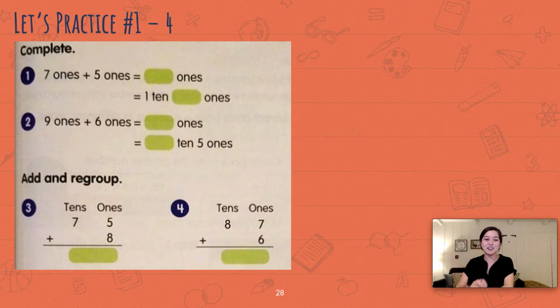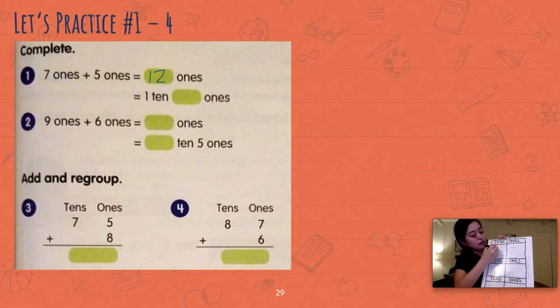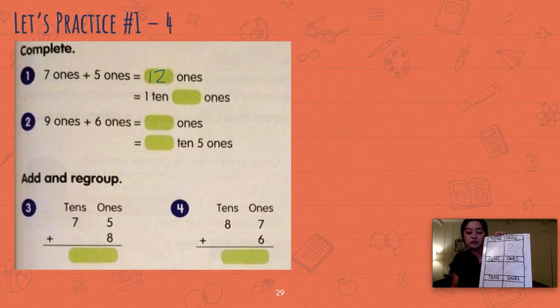Hi, you're ready. Welcome back. Okay, so let's take a look. We have 7 ones plus 5 ones is 12 ones. Now, I want to regroup the 12 ones. So again, I'm going to look at my place value chart and write 12. Okay. How many 10s are there? There's 1 ten and how many ones? There's 2 ones. Okay, so 12 ones is regrouped as 1 ten and 2 ones.